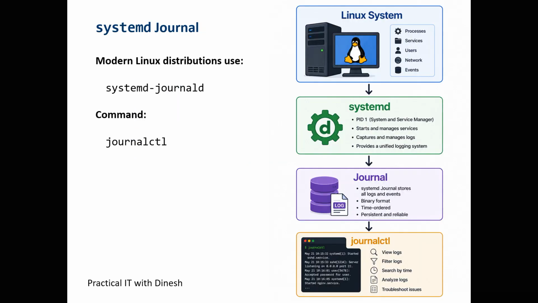Modern Linux distributions also maintain a centralized journal using systemd journalctl. Instead of opening individual log files, we can use the journalctl command to search and filter system logs. Many administrators use both traditional log files and the systemd journal.